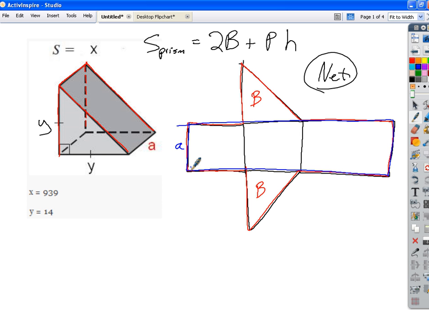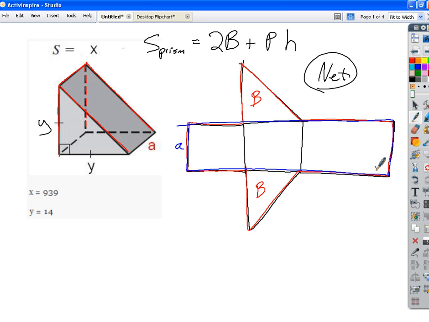Doesn't that make sense? If I unfold this thing, I'm forgetting about the triangles. If I unfold the rectangles, the height of that great big long rectangle is the same as the height of the prism. We okay with that? That's taken care of, so that's h. Now, how in the world is that distance p, though?